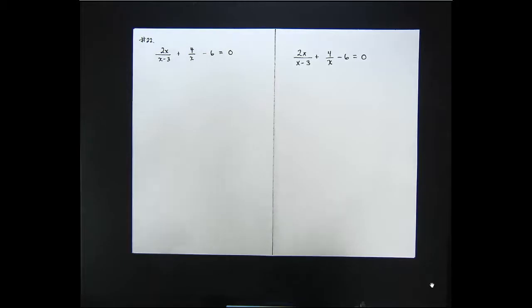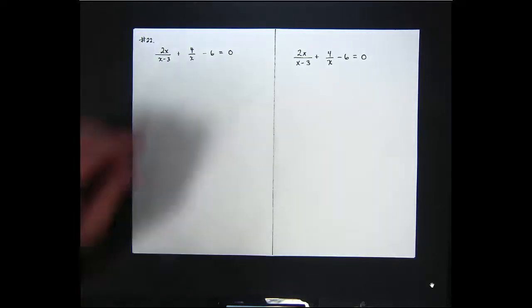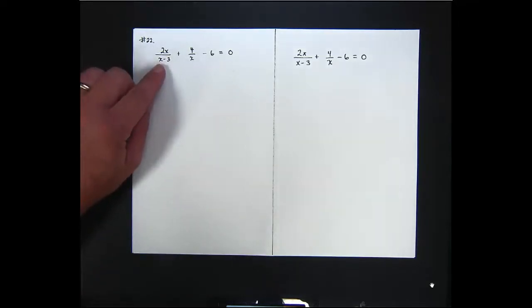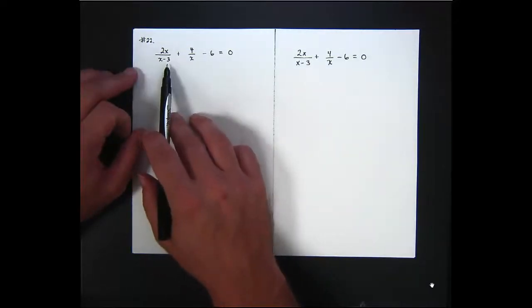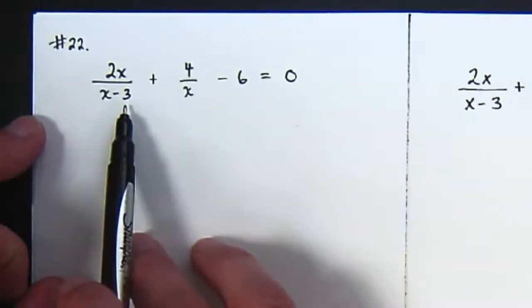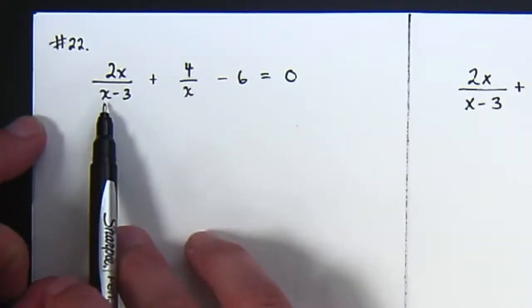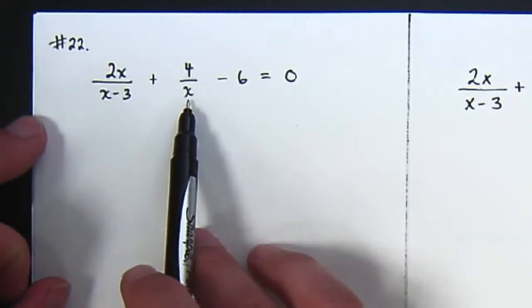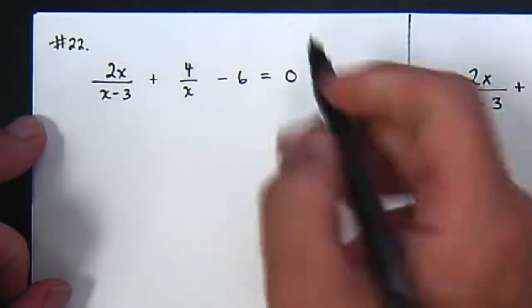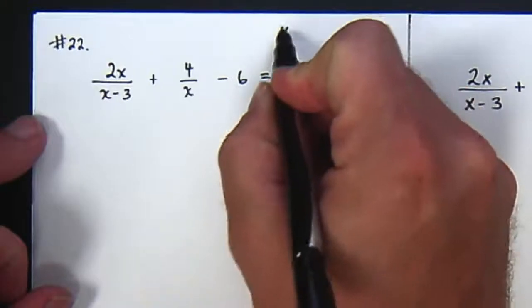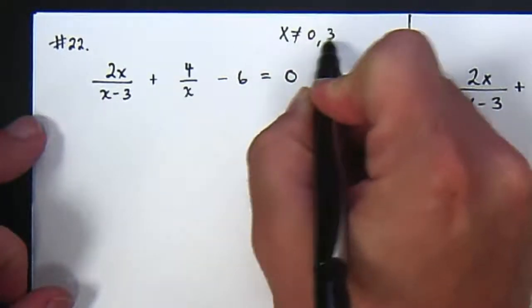Whenever you're solving a rational equation, it's important at the get-go to establish what restrictions on solutions are imposed by the denominators. So since we have an x minus 3 down here, we know that we cannot have 0 in the denominator, so therefore x cannot equal 3. Over here we have x by itself, so the denominator cannot equal 0. X is the denominator, so x can't equal 0. So our restrictions are x cannot equal 0 or 3.